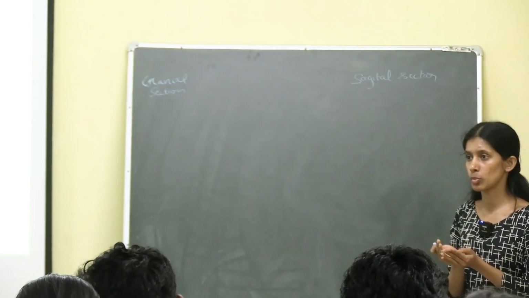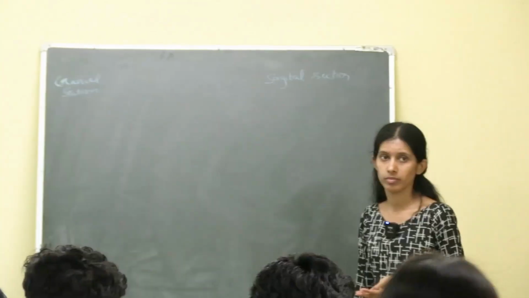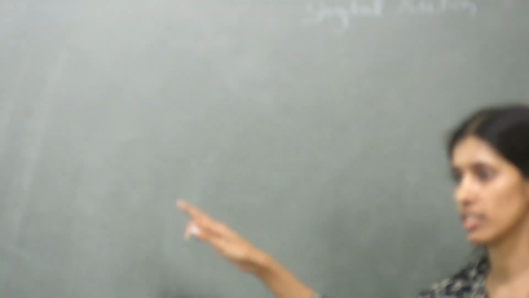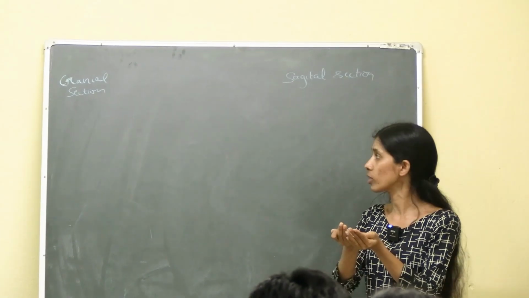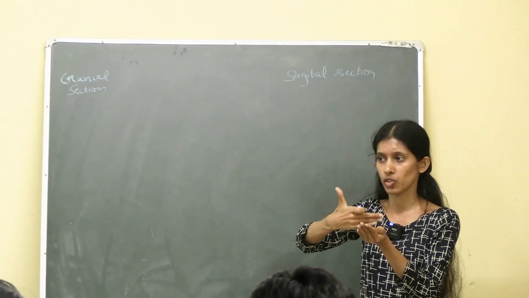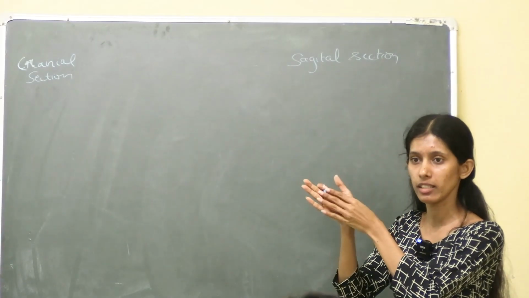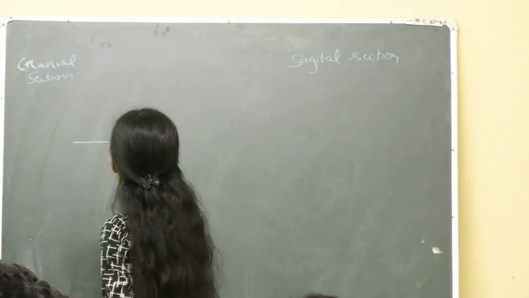We all know your embryo is spherical in shape. First we are looking at how the cranial section will look. So imagine this is a sphere, that is your embryo. Cranial section means we are taking a section like this, and we are viewing it from the anterior aspect. So it looks something like this.